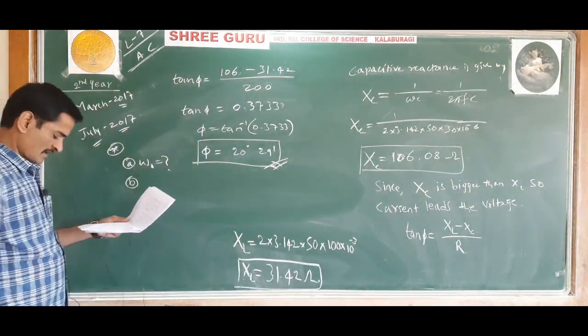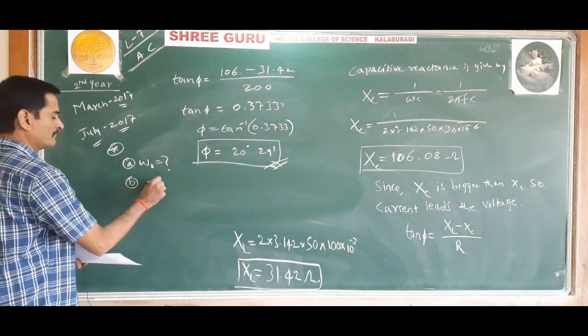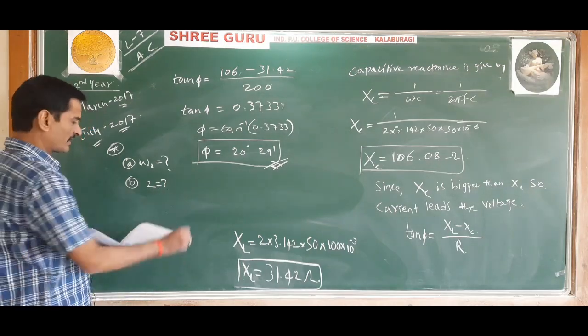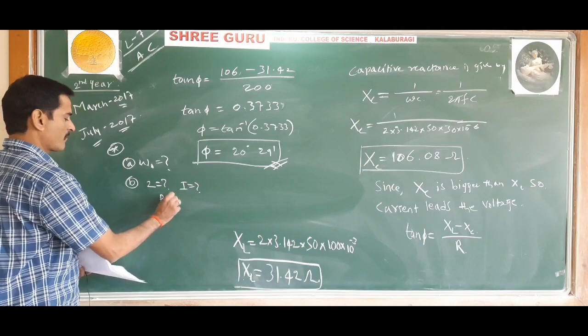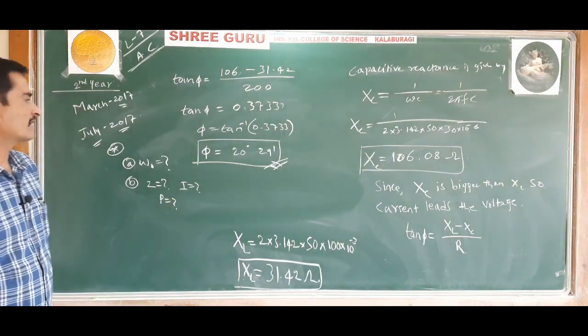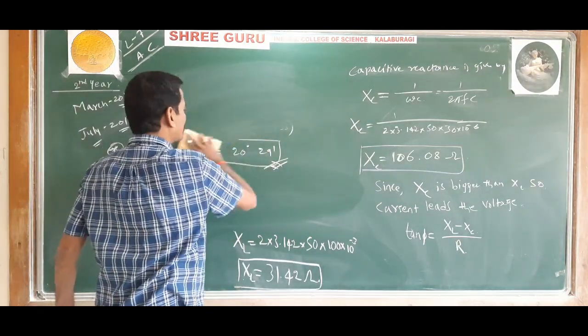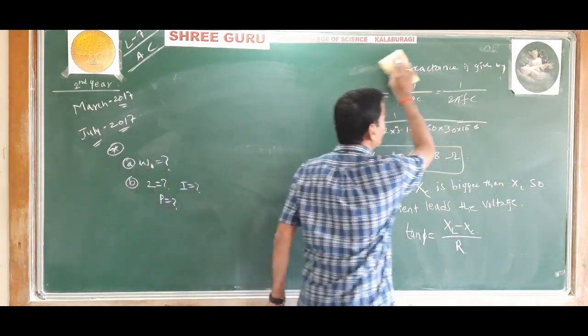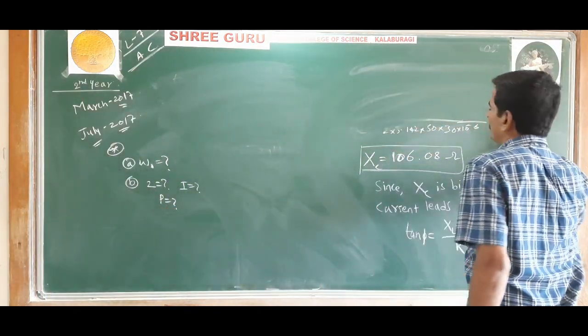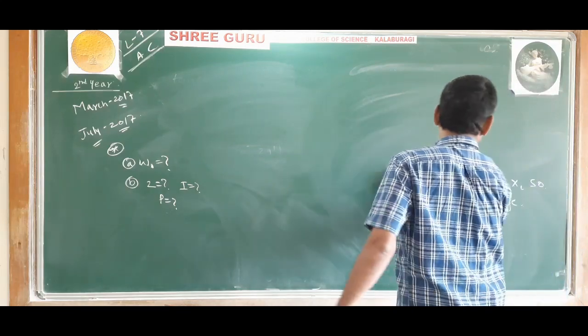Calculate the impedance, current and power dissipated at the resonance. All these things at the resonance. Okay.